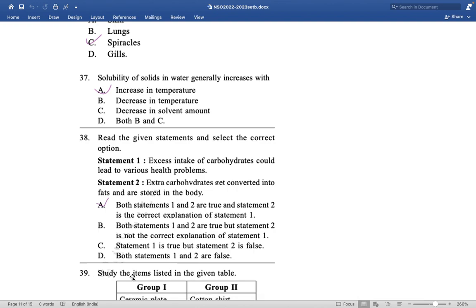The solubility of solids in liquids or water increases with the increase in temperature. So A is the answer.